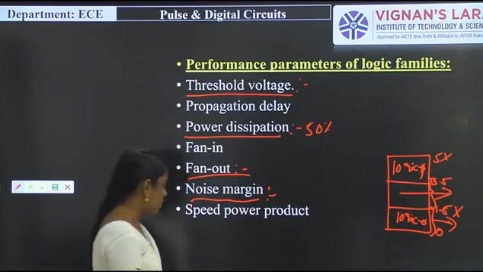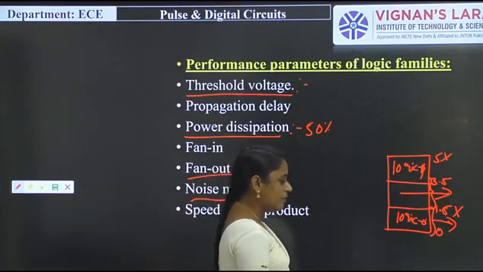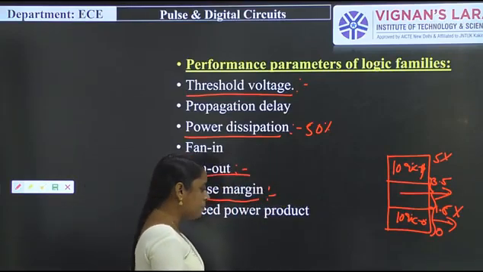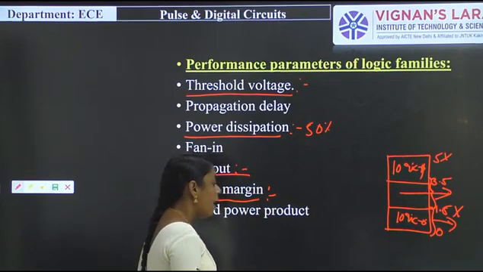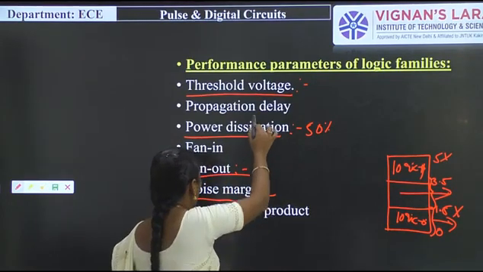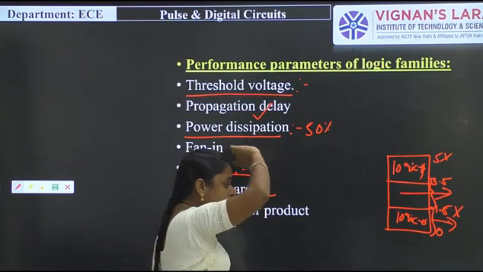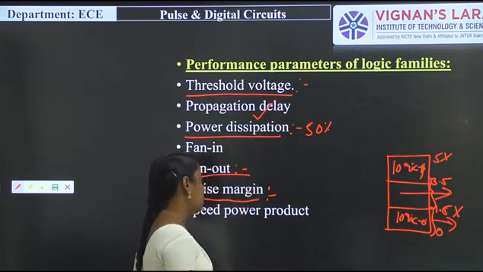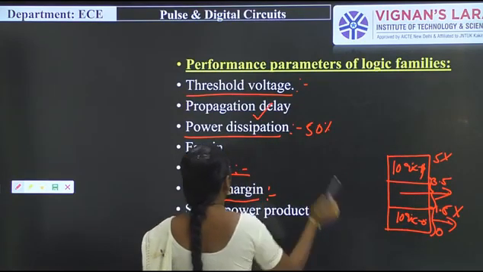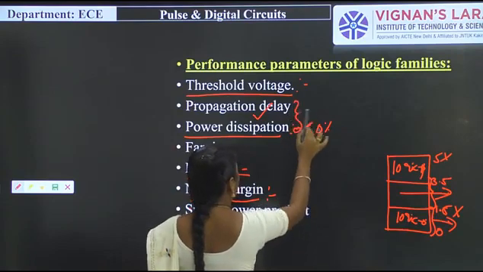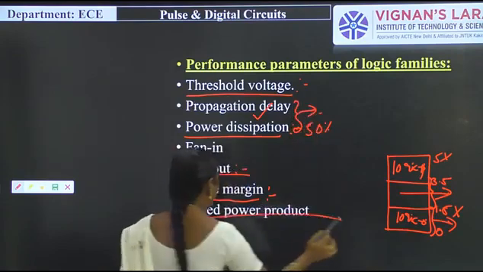And the next one is the speed power product. Simply, the speed power product is the product of propagation delay and average power dissipation. The product of these two is known as the speed power product.